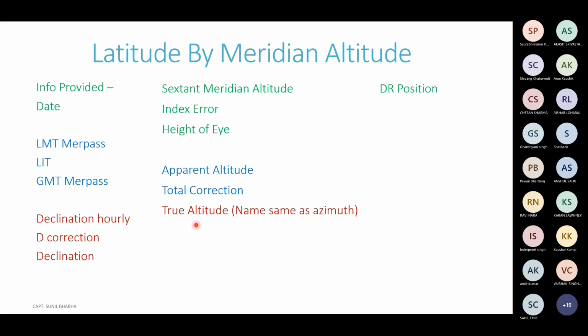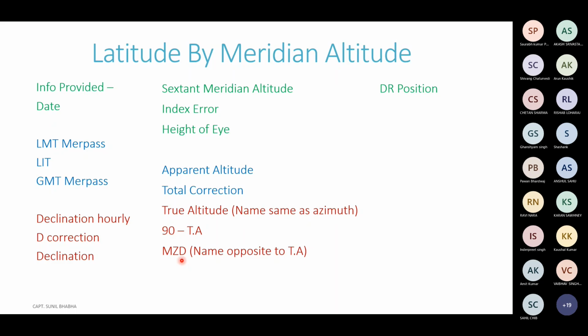Now, once we obtain the true altitude, 90 minus true altitude gives us the MZD. MZD is the meridional zenith distance of the body. What is the zenith distance of the body at the time of MRPAS? That is what MZD is. So 90 minus true altitude gives us the MZD of the body.